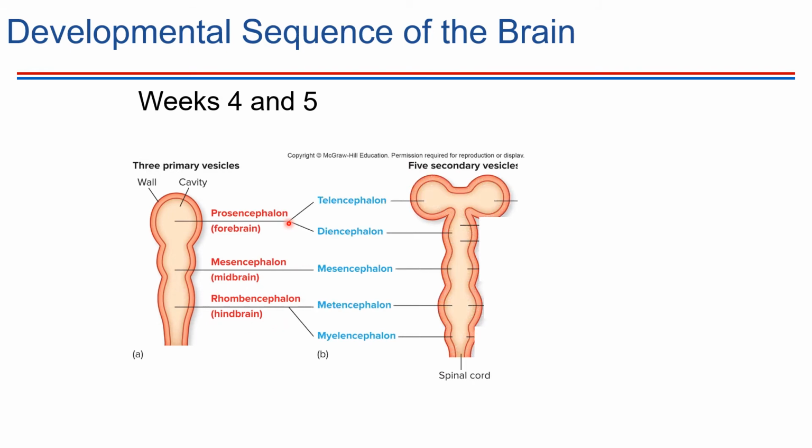And then a week later, they're going to differentiate. And that prosencephalon is going to differentiate into the telencephalon and the diencephalon. The telencephalon is what you're going to see is really going to be our cerebral hemispheres. And within them, we're going to have those lateral ventricles that are making our cerebrospinal fluid. So these are the cavities within the walls of the hemisphere.